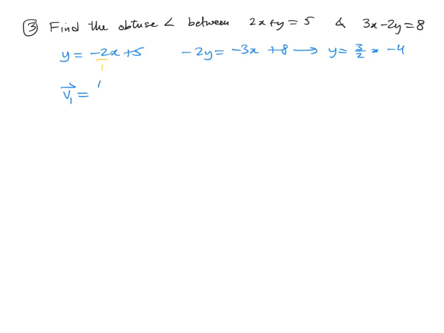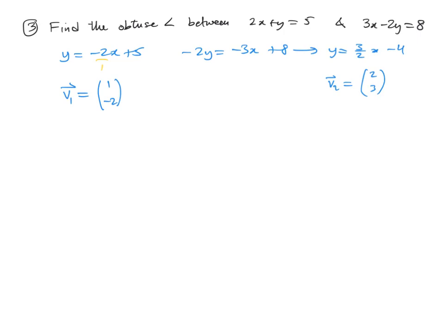Well, to go down 2 and right 1, that would be the vector 1, -2. And then this one over here, let's call that one v2, is saying go up 3 and right 2. So again, up 3 and right 2 would be the vector 2, 3. So now I've got two direction vectors that I've generated from looking at slopes, and I can do their dot product and then work out what happens from there.